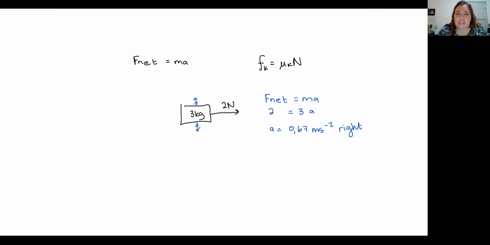Now we're going to change this question just a little bit. Instead of it just being a 2 Newton force, I'm also going to bring in an 8 Newton force. I'm pretty sure at this point, most of you are still thinking, no, this is cool, this is easy. So let's carry on. At this point, still no friction. My resultant force has both an 8 and a 2.